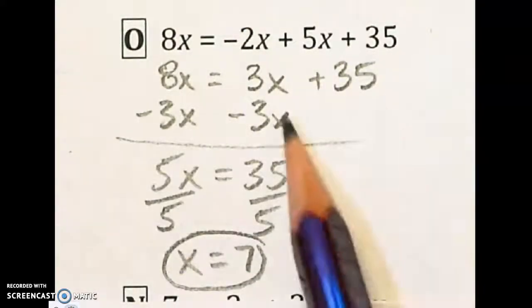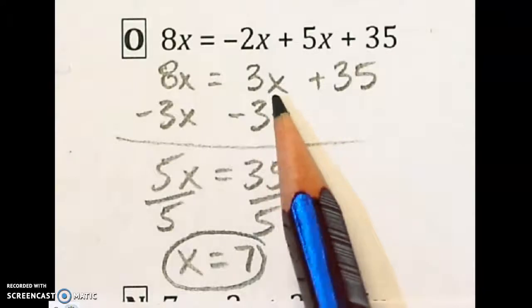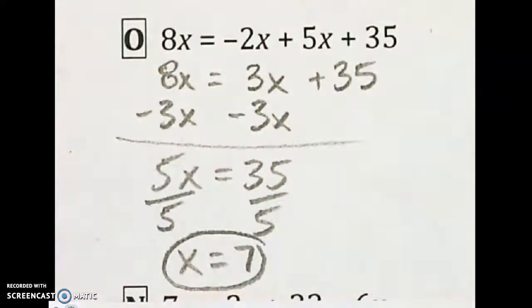So if you can get rid of one of the variables on one of the sides and just get variables on one side and numbers on the other, you'll be able to get this figured out.